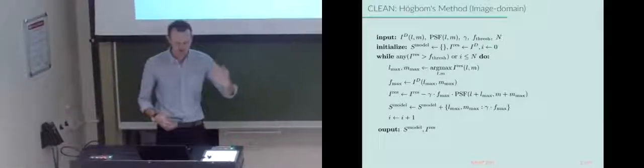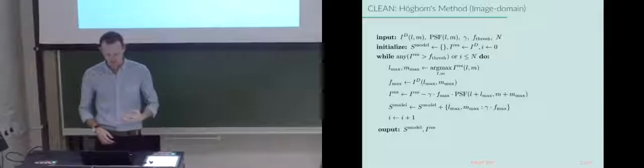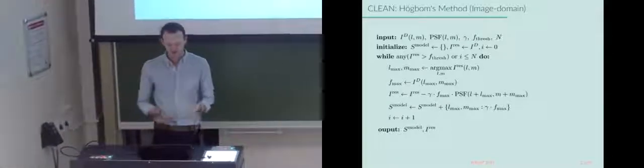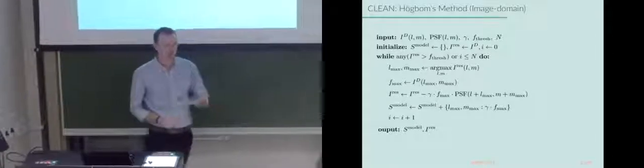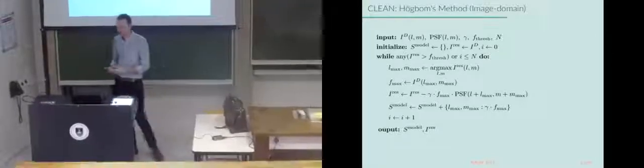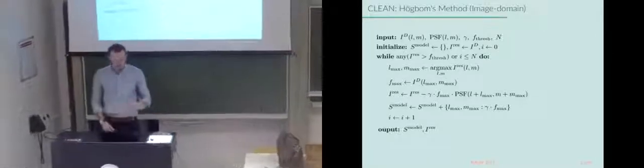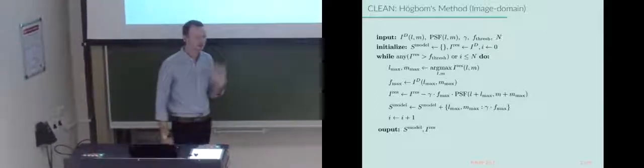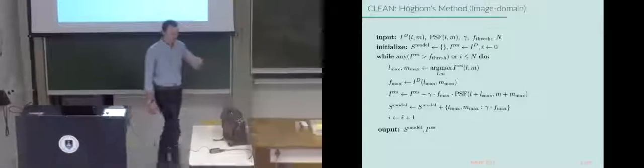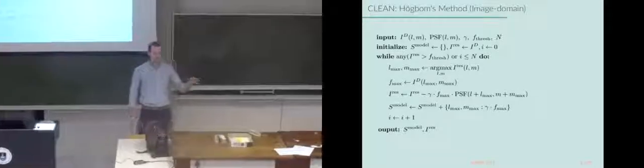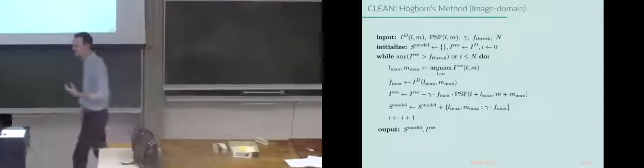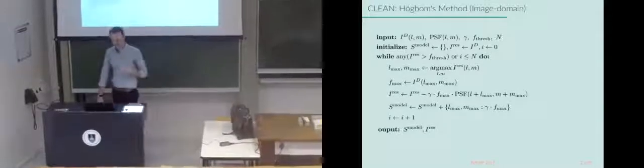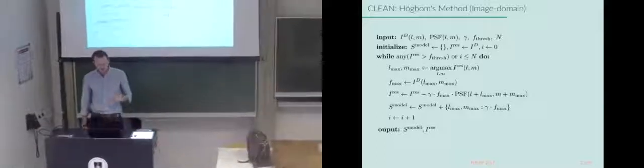Okay, and so then to set this up, we say we have some empty sky model. We have some residual image, and the residual is simply the original dirty image, and then we indicate the number of iterations we've done. And then we have this while loop where, until we reach some number of iterations or until we reach a threshold, we just keep running an iteration of deconvolution.